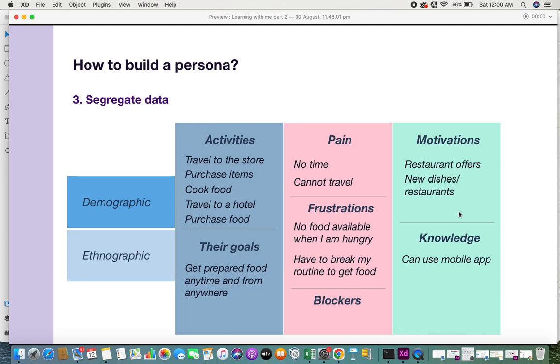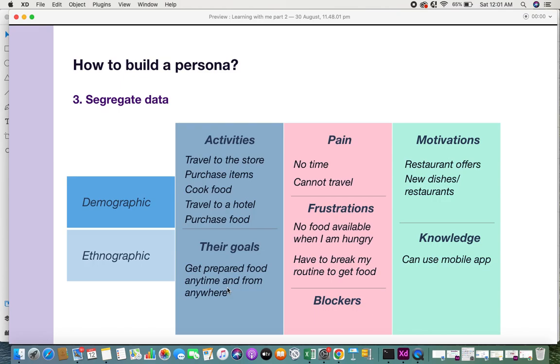So, for example, when I did a survey and some research and collected data, I came to understand that there are some users who have activities such as traveling to the store, purchasing items, cooking food, traveling to a hotel, purchasing food. They have certain pains, which are no time to cook and cannot travel. They have some frustrations, which are no food available when they are hungry and needing to break their routine to get the food, and they have other motivations and knowledge. But the crux of this set of users is that the main goal is to get prepared food anytime and from anywhere.